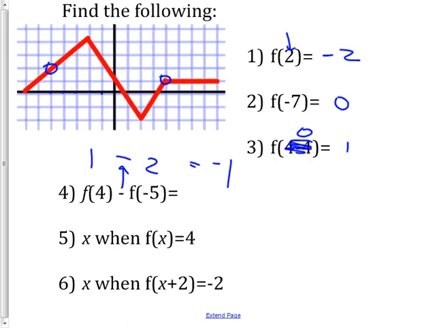The next one, they didn't tell me x this time, they told me y. Y is 4. And I go up here to y is 4, and I follow it over, and that's the spot. It's trying to say that x is negative 2.